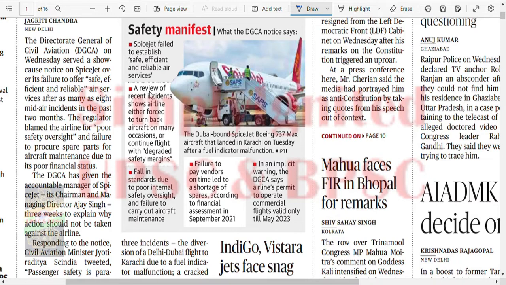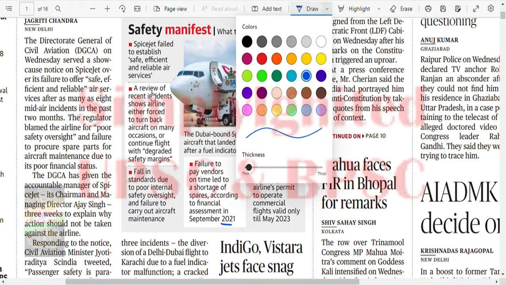SpiceJet failed to establish safe operations. Okay. A review of recent incidents shows that the airline was either forced to turn back aircraft on many occasions or to continue flights with degraded safety margins, fallen standards due to poor internal safety oversight, failure to pay vendors on time and a shortage of spares. According to the financial assessment in 2021, in an implicit warning, the DGCA says that the airline's permit to operate commercial flights is valid only till May 2023.